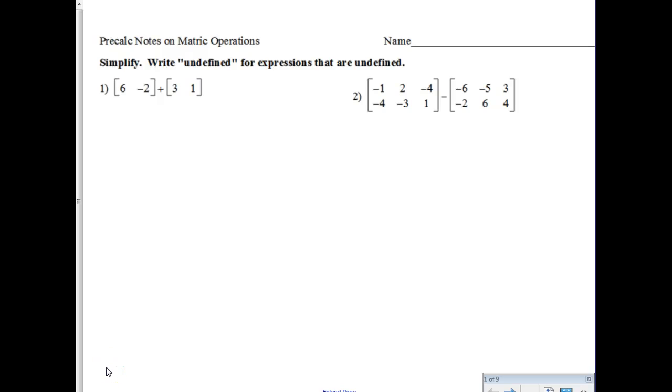So now that we know that matrices are just a way for you to set up your information, we have to get a little bit of vocab under our belts. Every matrix has what are called dimensions. So the dimensions of a matrix are going to be written in the notation rows by columns.